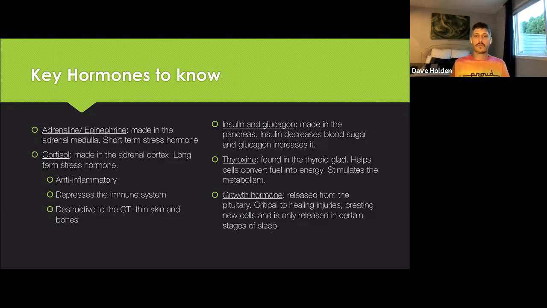And growth hormone. Growth hormone is released from the pituitary gland. It's critical to healing injuries and creating new cells, and it's only released in certain stages of sleep. It is also only released in great amounts during childhood and adolescence. You still produce human growth hormone, but to a greatly diminished degree into adulthood.